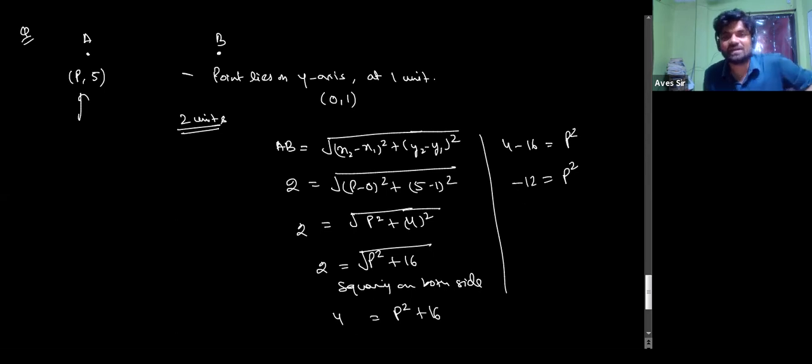Okay, so do you think this point is possible, dear students? Please let me know. Do you think this point is possible? What does this p square equal to minus 12 indicate?